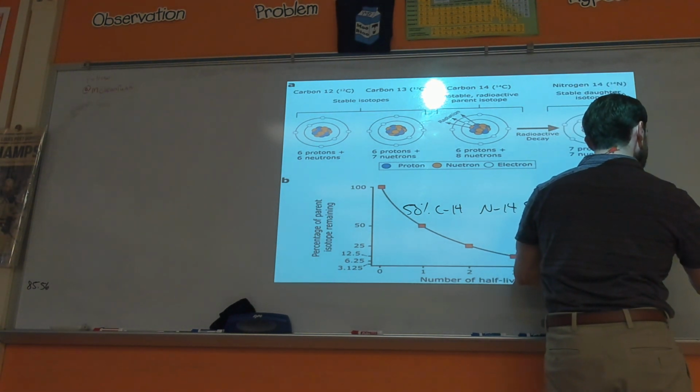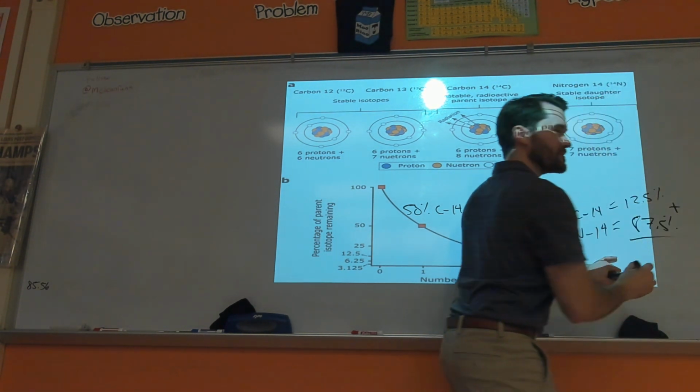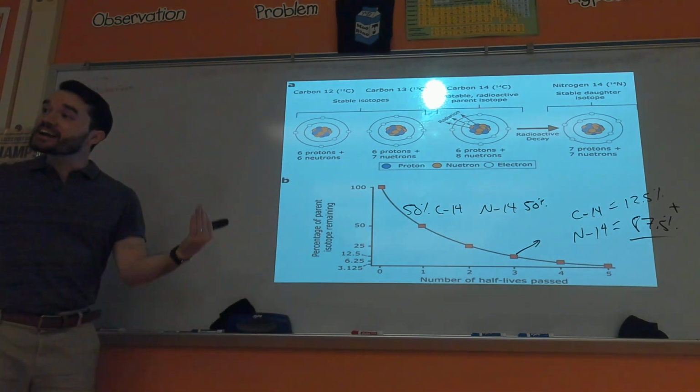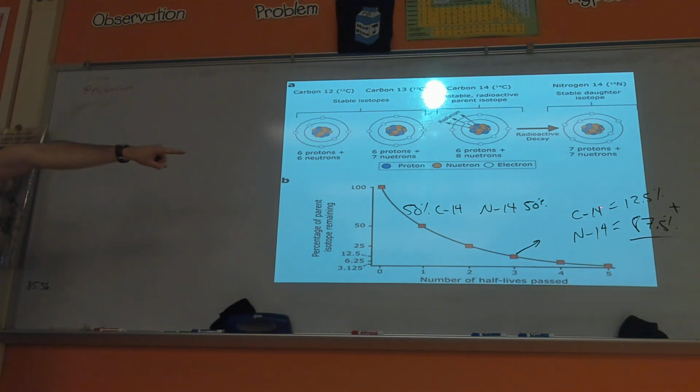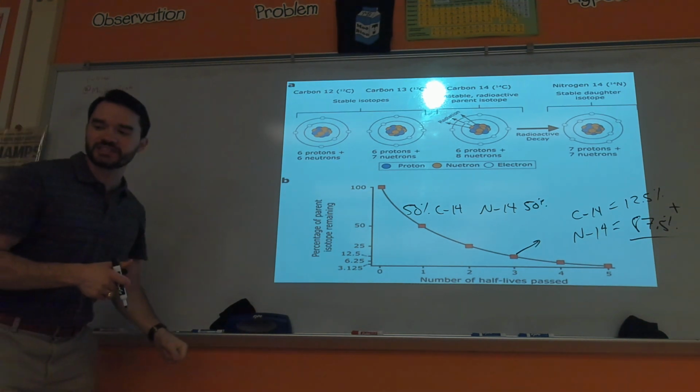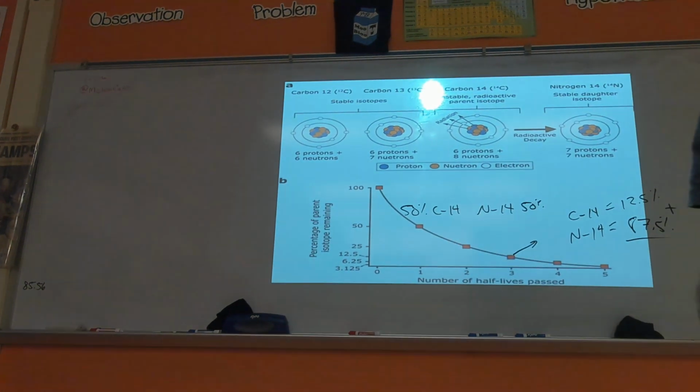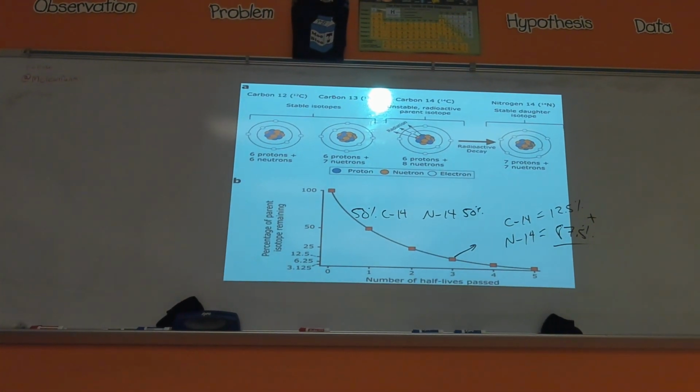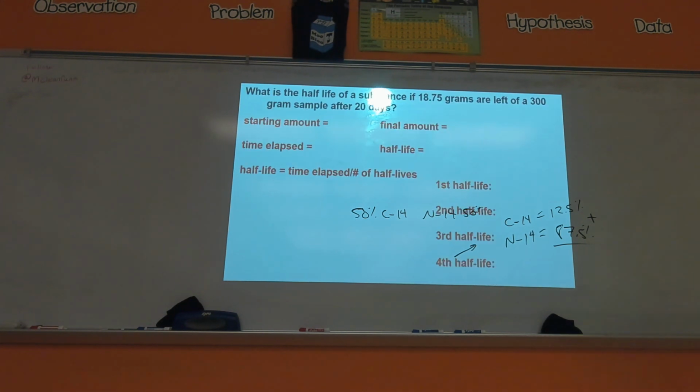What do you notice about these two numbers? They add up to 100, right? All of the carbon-14 turns into nitrogen-14. Or another way of saying it is all the nitrogen-14 comes from carbon-14 decaying into nitrogen-14. Okay? All right, let's keep moving on with it.